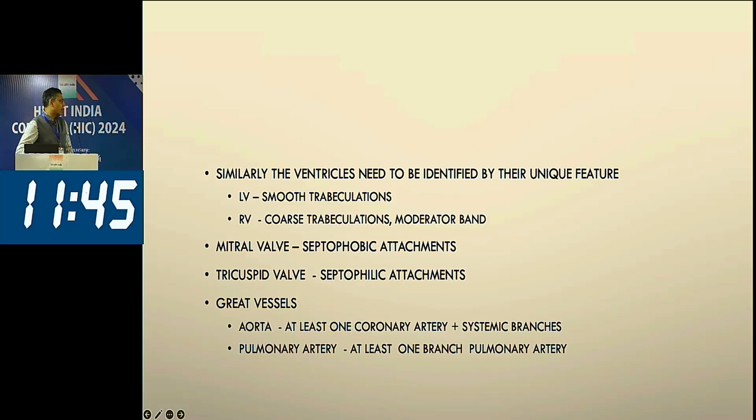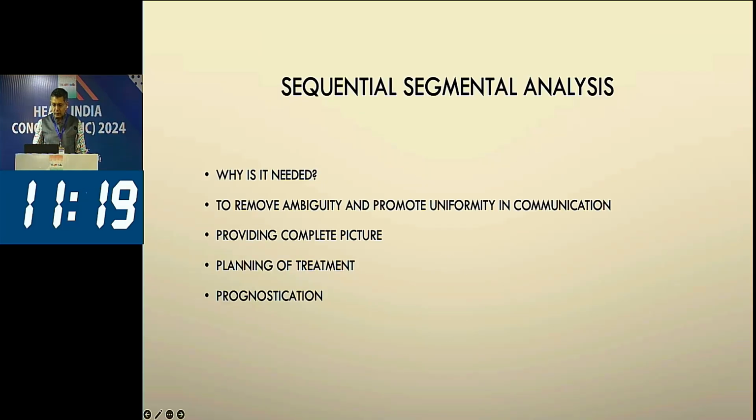Similarly, great vessels. What is the aorta? The aorta is one vessel which has at least one coronary artery and multiple systemic artery branches. Why at least one? Because single coronary artery does exist. Similarly, pulmonary arteries: at least one branch pulmonary artery, because one may be absent, agenetic or ectopic. So one has to have unique features which identify a structure, and accordingly we reach a diagnosis or a conclusion.